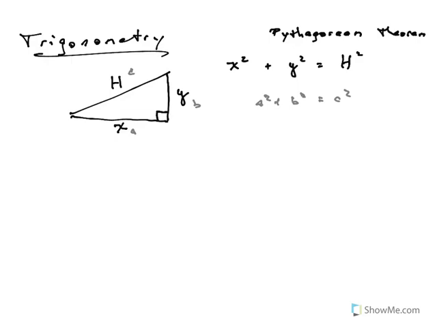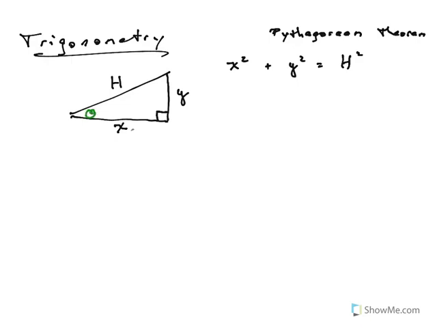That's the first big thing you need to know. Pythagorean Theorem. The side lengths are related to each other. What else do you need to know? Well, of course, there's another relationship, and that relationship is about the angles.